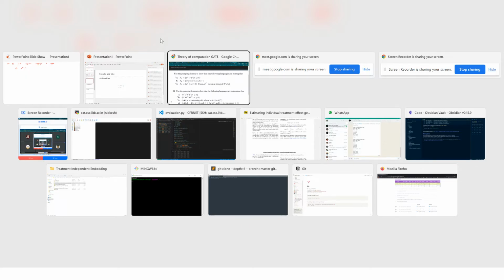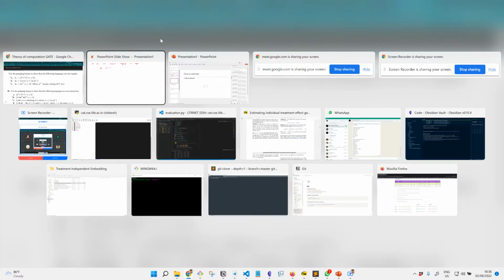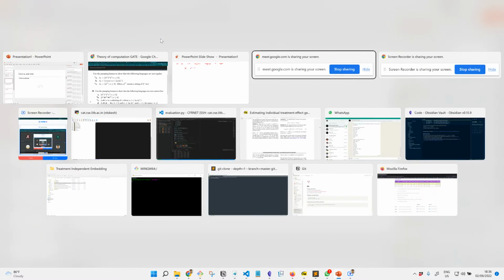The question is: use the pumping lemma for regular languages to argue that the first language, 0^n 1^n 2^n, is not regular.